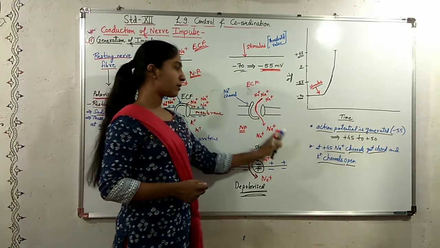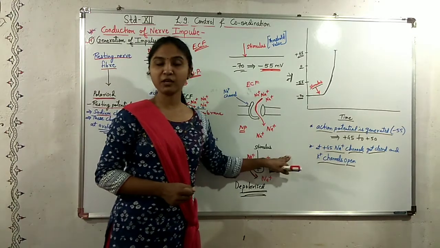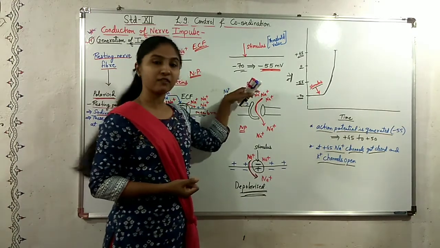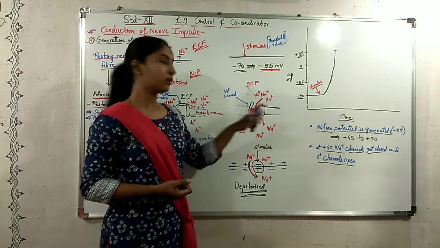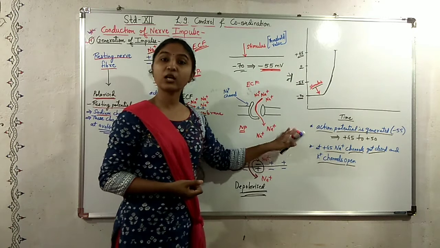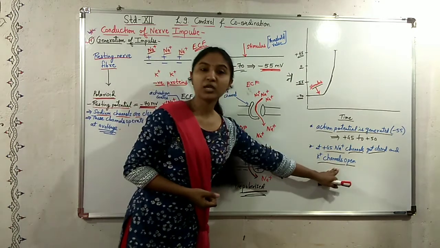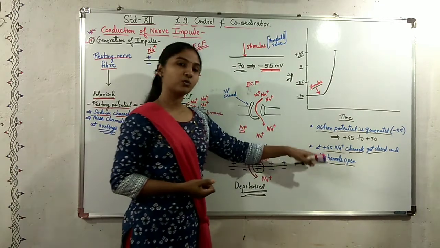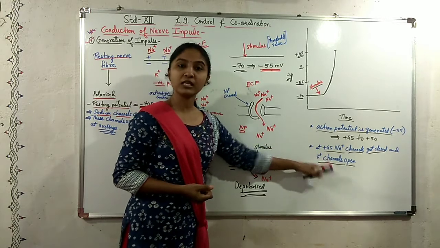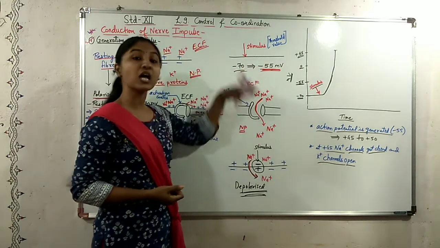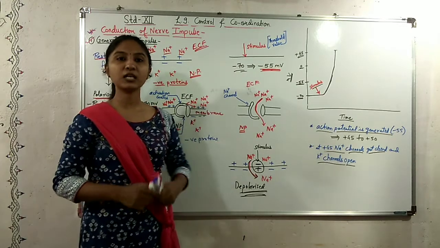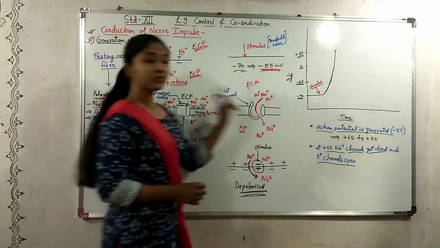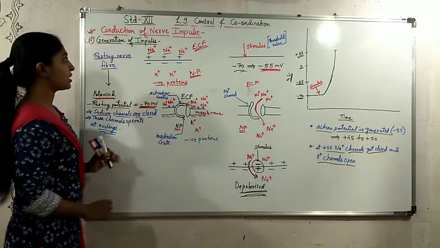Now as the sodium ions come in, the inner side will be electropositive and the outer side will be electronegative. To balance these charges, the sodium channels close down, and the potassium channels open. And these potassium channels pump the potassium ions outside the membrane to balance the charges, to balance the gradient. So this is how the impulse is generated.